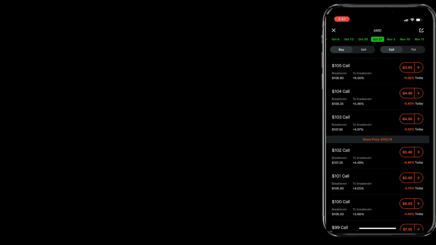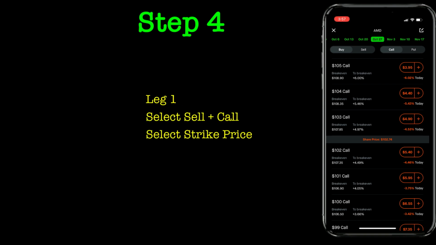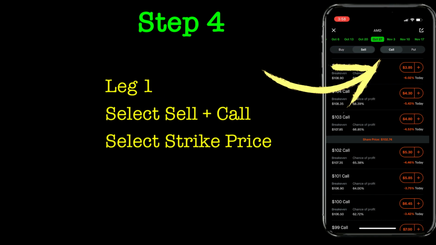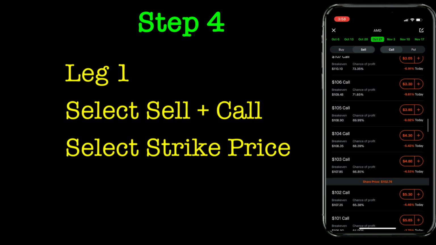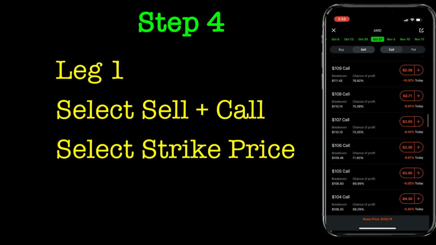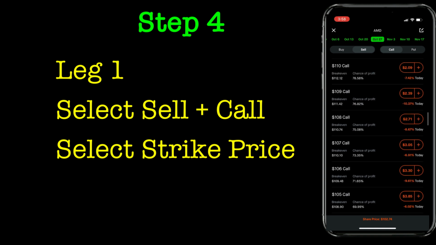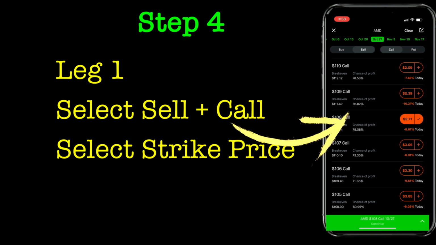Now step 4, this is very important. This is the first of your legs, so you select sell, call, and then the strike price. As a call credit spread is a neutral to bearish strategy, for the sell call strike that you select, your ideal situation would be that you do not want AMD to cross 108 in a month. So that is the main idea behind this strategy.